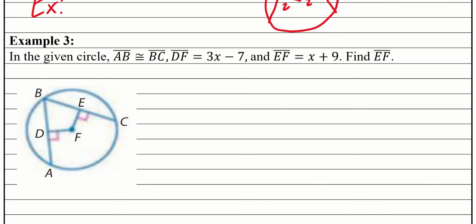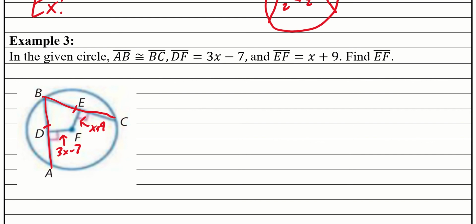Okay, so we're saying in the given circle, AB is congruent to BC. So I'll go ahead and mark that from the start. AB, BC, those two chords right here are congruent to each other. Okay, and we're saying that is the case. DF right here is 3x minus 7. Okay, and then EF is x plus 9. And it's wanting us to find the length of EF here.